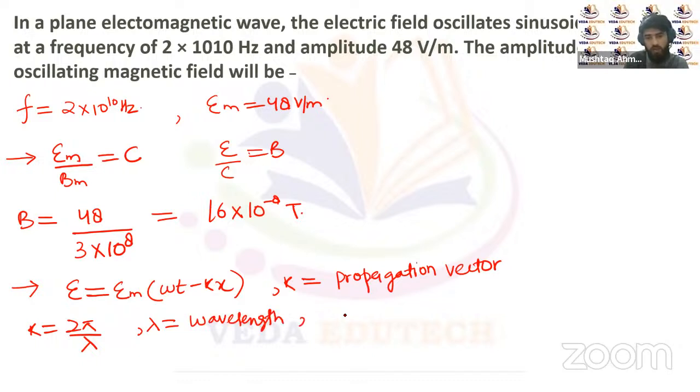And similarly, omega is the angular frequency, that's 2 pi into f. Or we can write the frequency of the electromagnetic wave as angular frequency upon 2 pi, right?